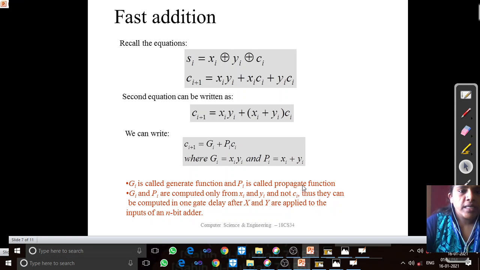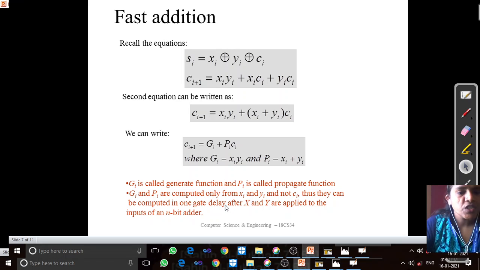Now the second equation can be written if you minimize or try to group it. Ci plus 1 can be reformatted into xi yi plus (xi plus yi) ci, removing the common term ci. Now we can rewrite the equation as Ci plus 1 is equal to Gi plus Pi Ci. That means the product term we are substituting as Gi and the sum term as Pi, where Gi is xi yi and Pi is xi plus yi.